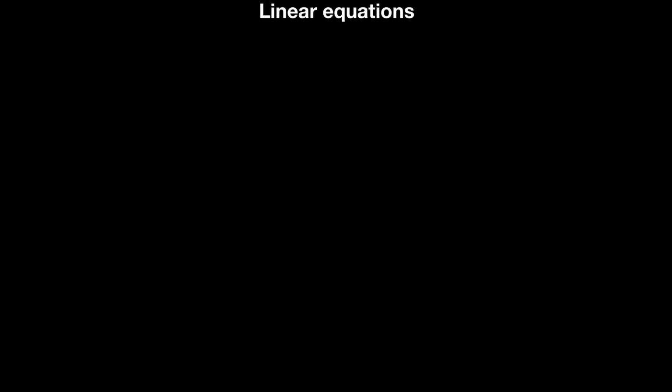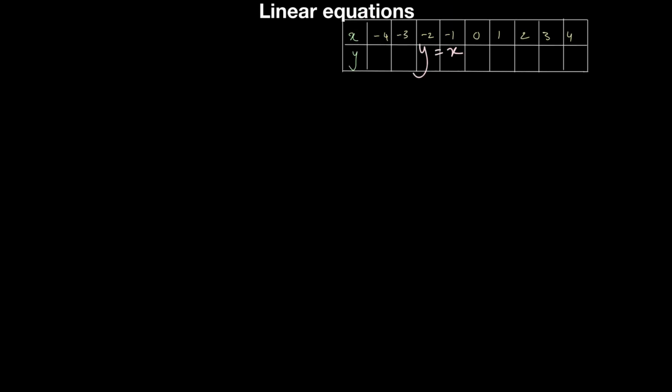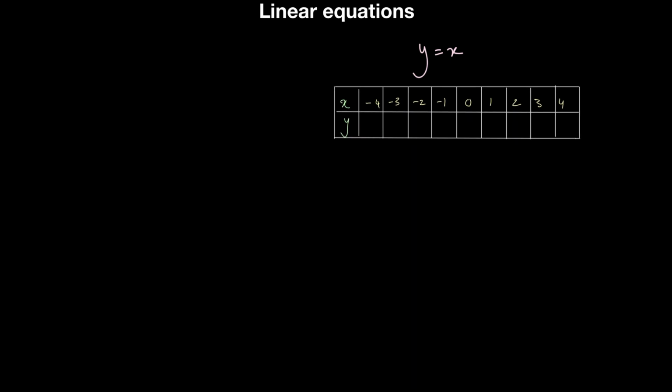So in this video, we're going to be going over linear equations. And the simplest linear equation that we know about is the equation y is equal to x. Now, if y is equal to x, what that means is that for any value of x, y has the exact same value as x. So if x is equal to 0, y is also equal to 0. When x is 1, y is 1, x is 2, y is 2, and so on.